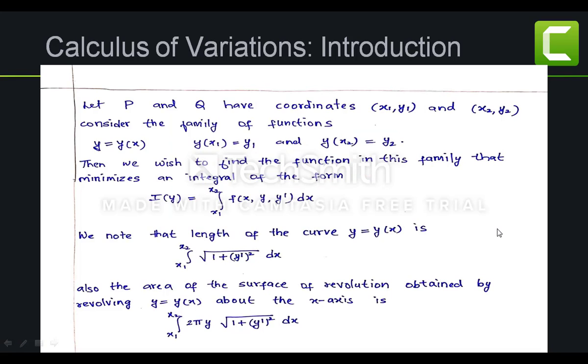We note that length of the curve y equal to y of x is integral x1 to x2 root of 1 plus y dash whole square dx. We already know this formula, that is length of the curve joining 2 points from x1 to x2 is this. Here y dash is dy by dx. Also we know that area of the surface of revolution obtained by revolving the curve y equal to y of x about the x-axis is integral x1 to x2 2 pi y into root of 1 plus y dash whole square dx.